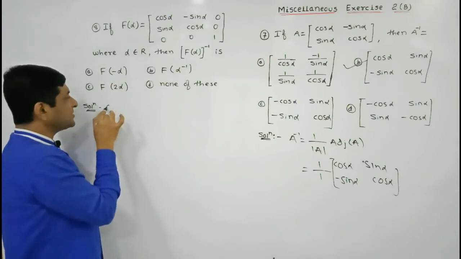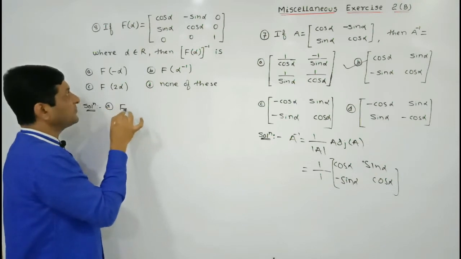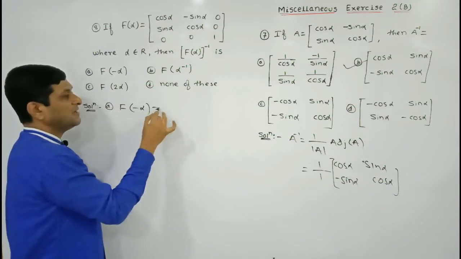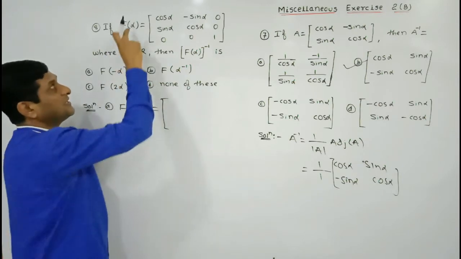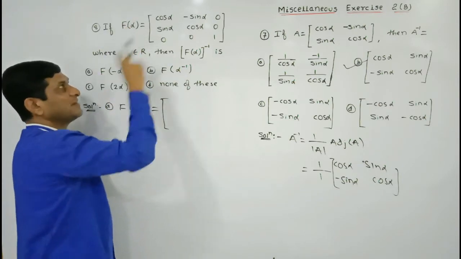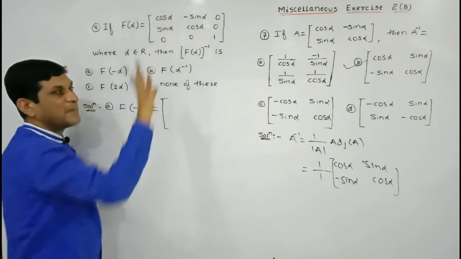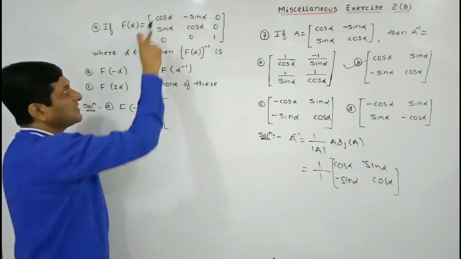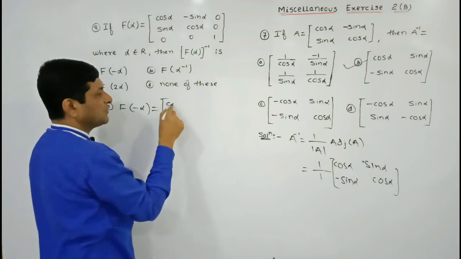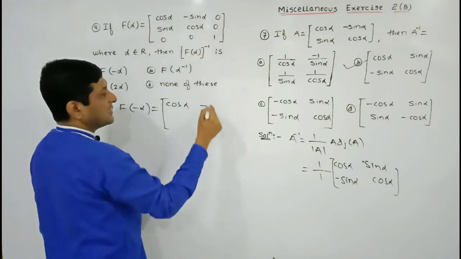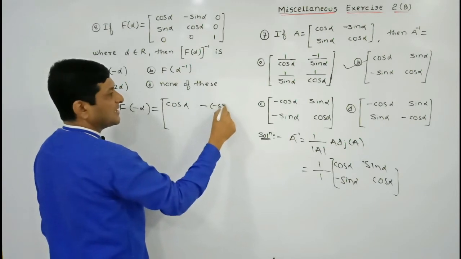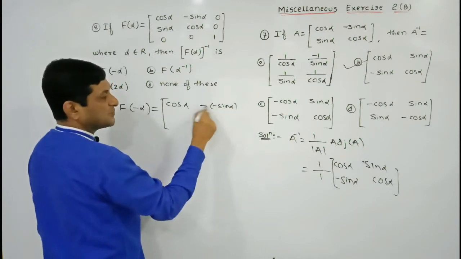So let us check with the first option, F of minus alpha, means we have to replace every alpha by what? Minus alpha. So where this alpha is, I am replacing it by minus alpha, so here also replace alpha by minus alpha. Let us see what we will get here. What is cos minus alpha? It will be equal to cos alpha. So here minus, keep it as it is. Sin minus alpha will be equal to minus sin alpha, and minus into minus will become what?